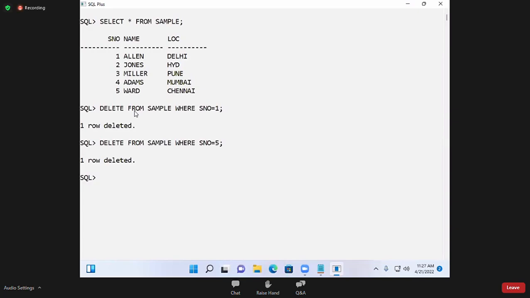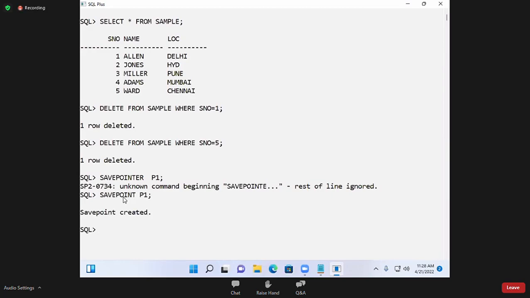Okay, that's fine. But I don't want it for 1 and 5. I want it for some specific row, the 3. For that, which you want to roll back, we need to use what now? A savepoint. So I created savepoint P1. Your command is savepoint P1. So when you create a savepoint P1, P1 is called the pointer name. The syntax is the same as I gave you.